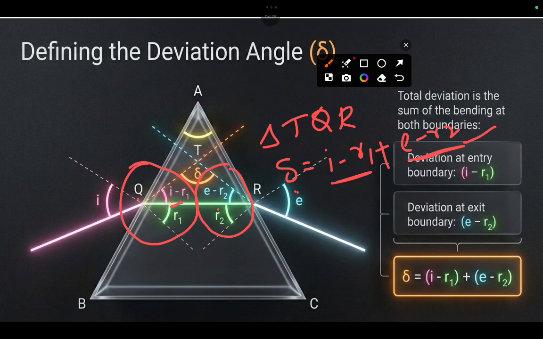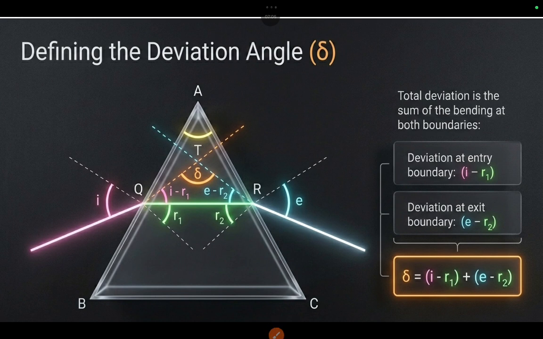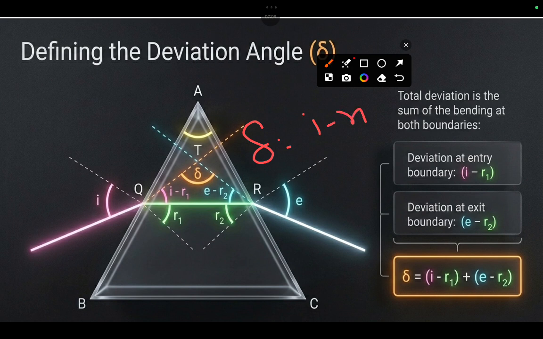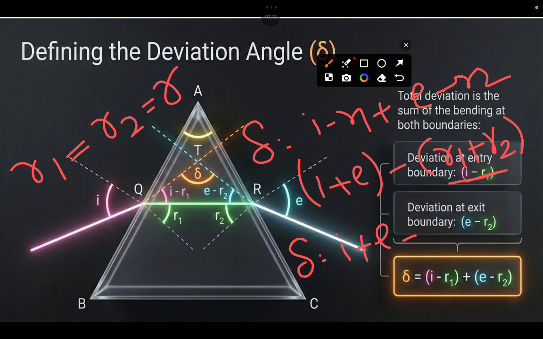From the triangle we consider the exterior angle is equal to the sum of the interior angles, so that minimum deviation delta equals I minus R1 plus E minus R2. So deviation delta equals I minus R1 plus E minus R2, so that we can write I plus E minus R1 plus R2. At minimum deviation we consider the condition R1 equals R2, and R2 equals R, so that minimum deviation equals I plus E minus 2R.